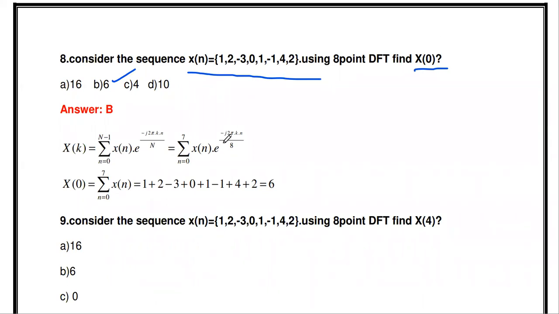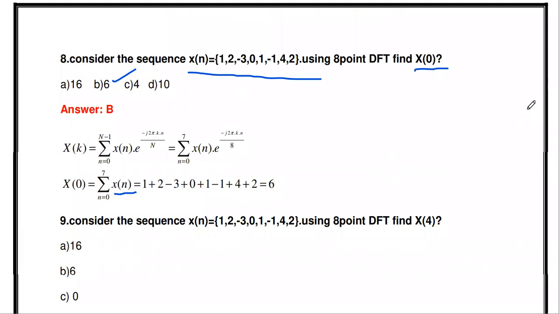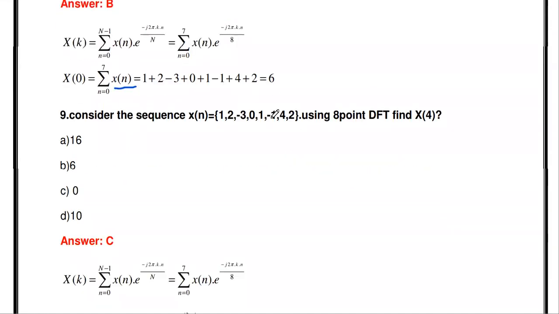The same thing I solved using the equation. In the equation also, after reduction, we will get summation n equal to 0 to 7 of x of n. That means we have to add all x of n values from n equal to 0 to 7. We will get the answer 6. This is an important university problem, a 16-mark question, and this is one part. Find x of 0 for this using the properties of DFT. Then the next question: consider the same sequence, using 8-point DFT, find capital X of 4.